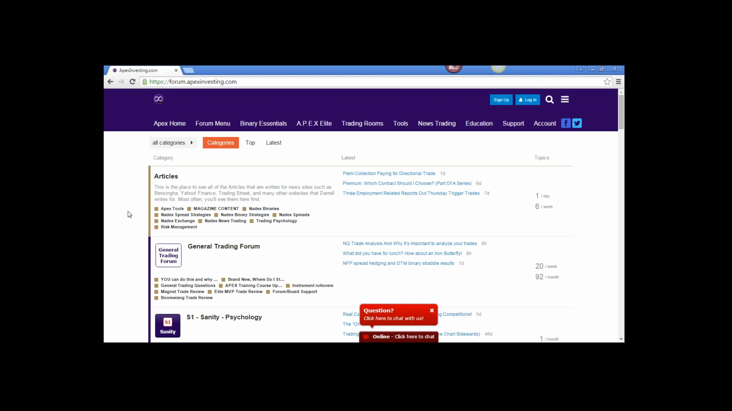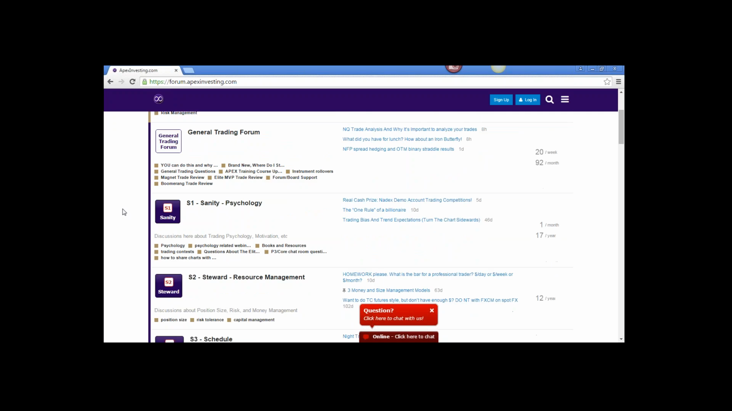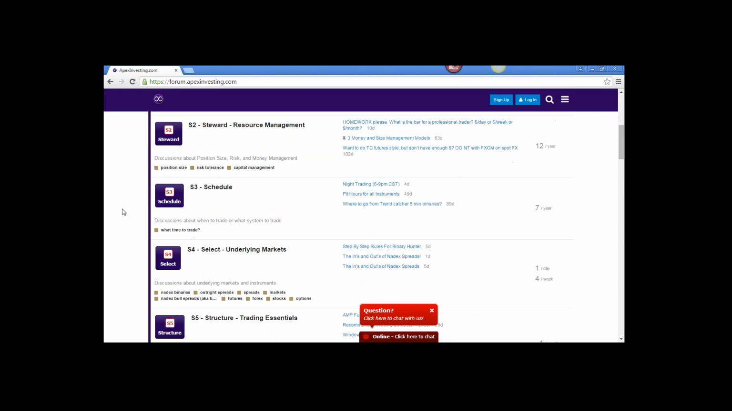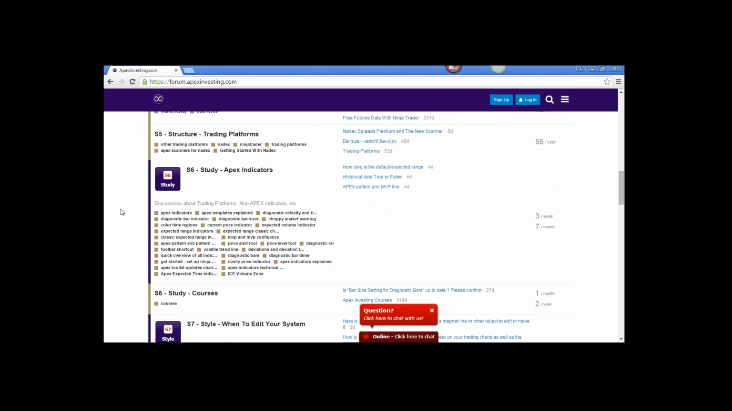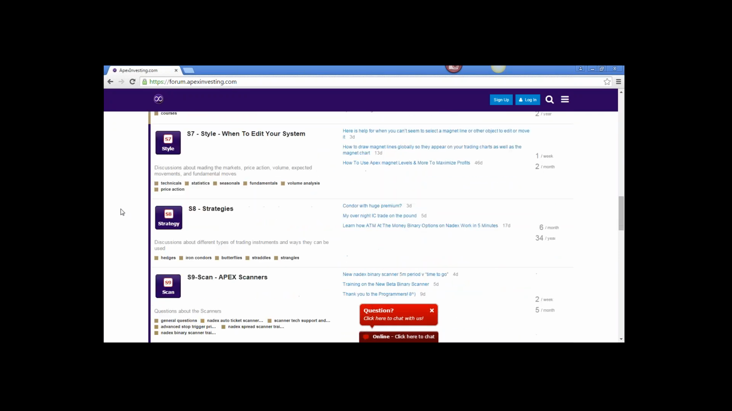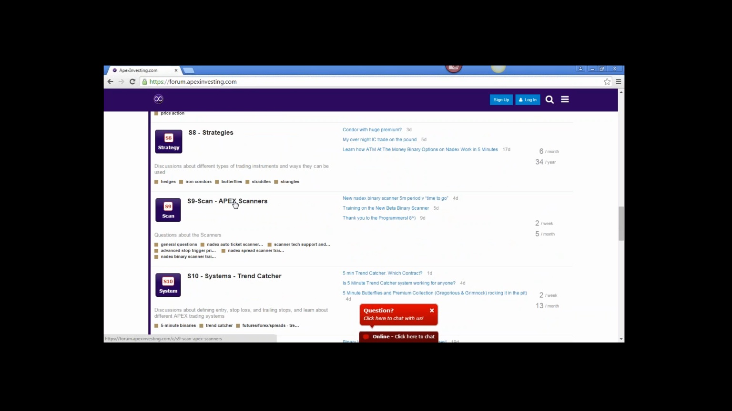Okay, so trading questions forum. On our forum, the first thing you can look at is right here, S9 scanners. Remember we talked about our scanner a little bit?